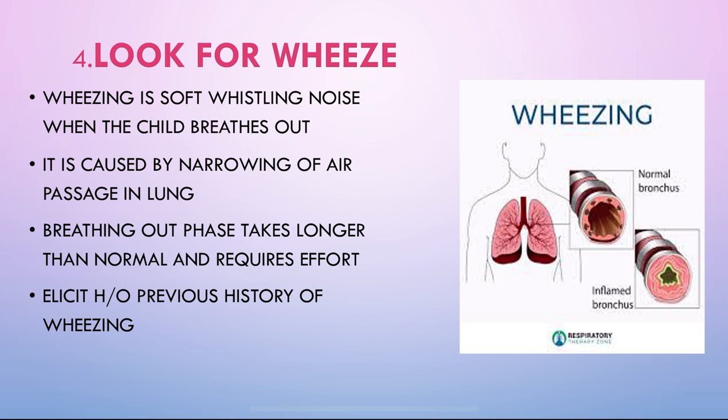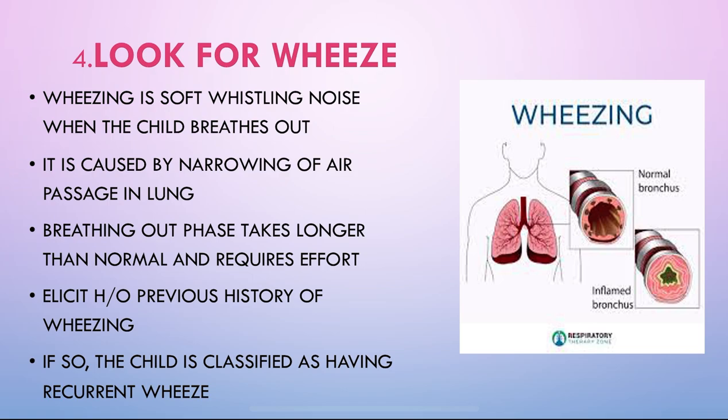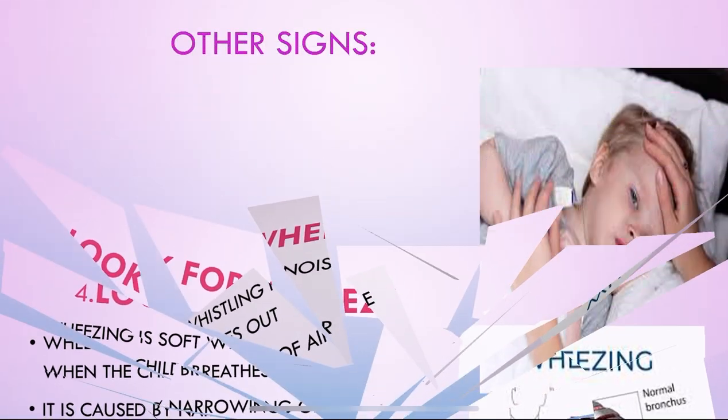We also need to elicit the previous history of the wheezing. Is it clear? We need to find out the history. Ask the mother if the child has had any previous episodes of wheezing within the past year. If so, the child should be classified as having recurrent wheeze. We need to find out if the child had wheeze in the previous year, to classify whether the child is having recurrent wheeze or not.